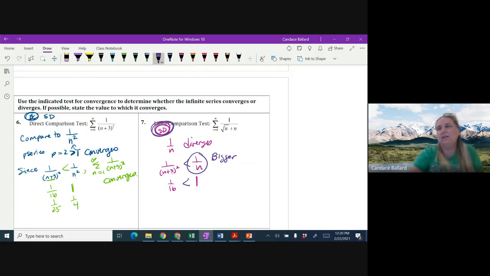So that was inconclusive. If you used that and it didn't work, you need to go back and change your comparison series, okay? That's why I don't always just go to 1 over n. I try to, first, take whatever is inside the parentheses, take whatever's there and plop it in, and try that first, okay? And then if that doesn't work, try something else, okay?